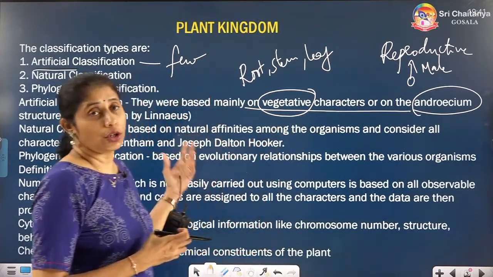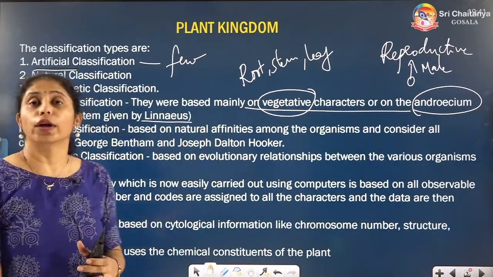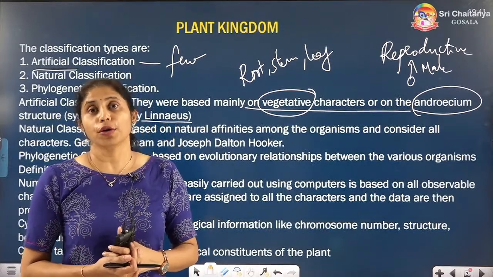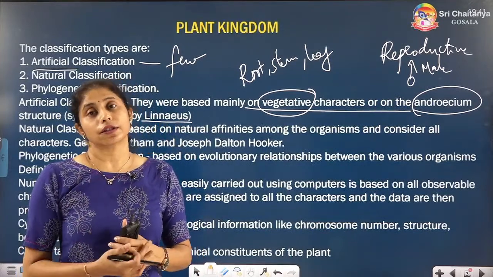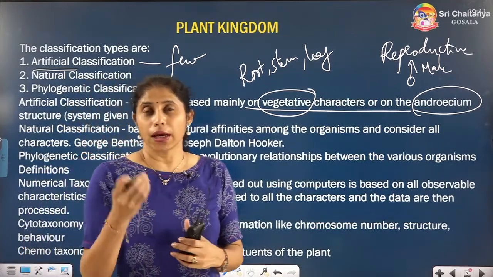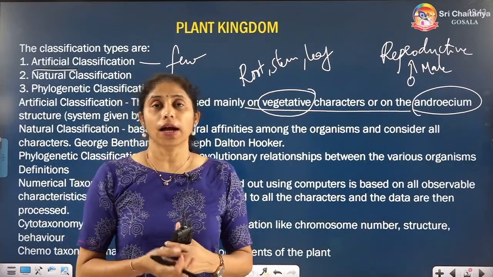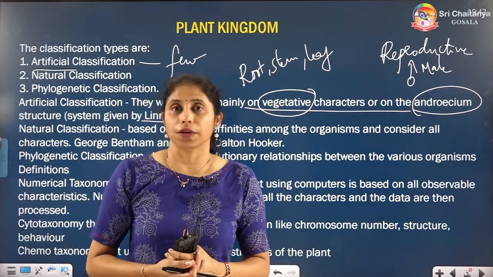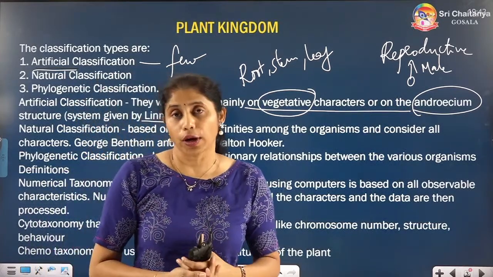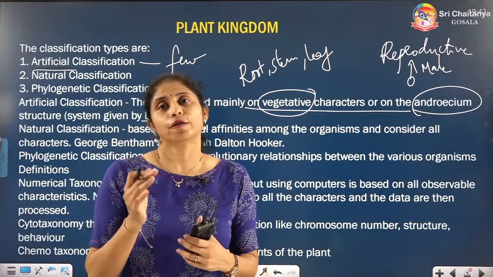And this system was actually first given by Linnaeus. He is a famous scientist, Carolus Linnaeus, the famous taxonomist and the father of taxonomy also. He gave the first artificial system of classification based on the number of stamens in a flower. He considered how many stamens are in the flower, only that character. There were other scientists also, like Theophrastus, who is the father of botany. He also gave an artificial system based on only one character, that is, the height of the plant.